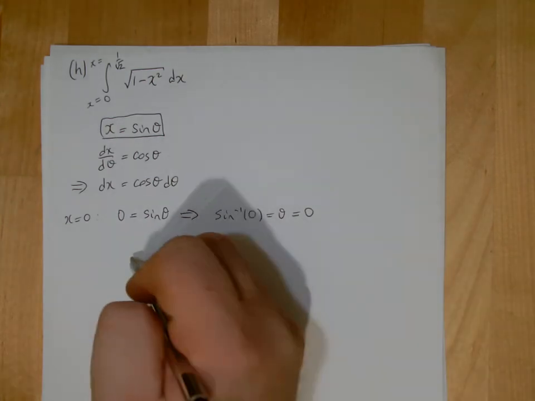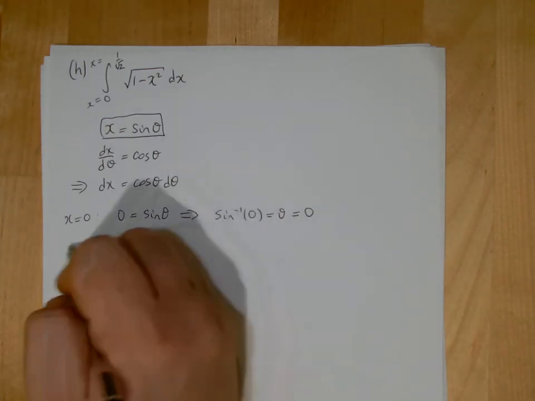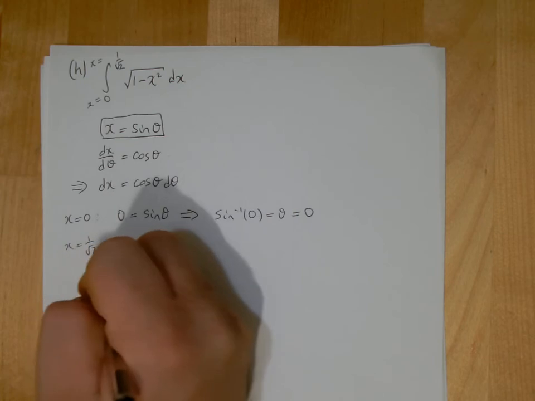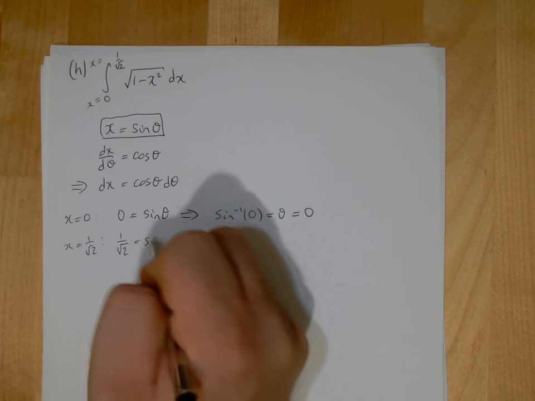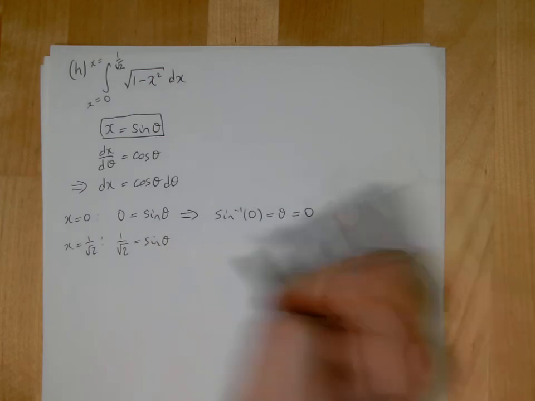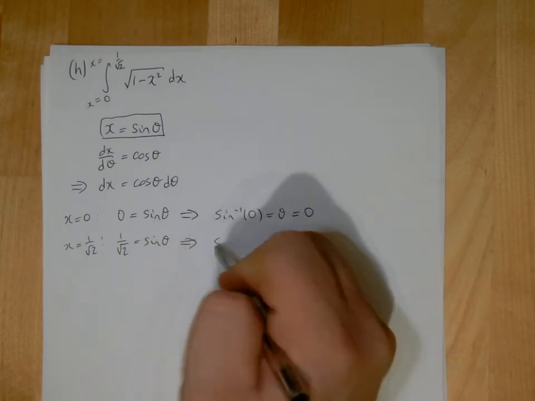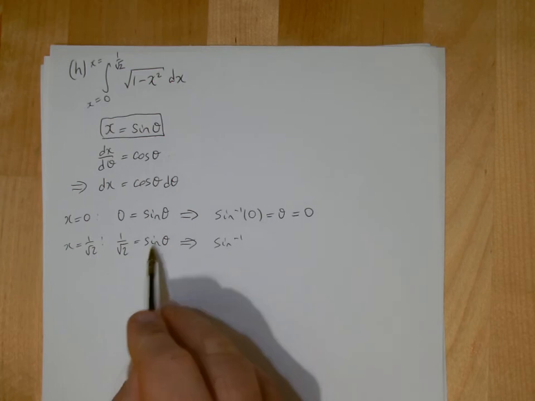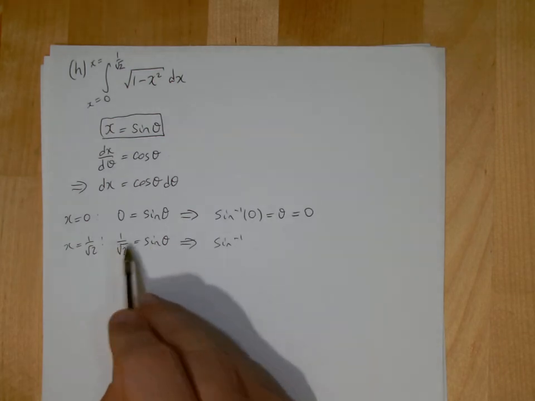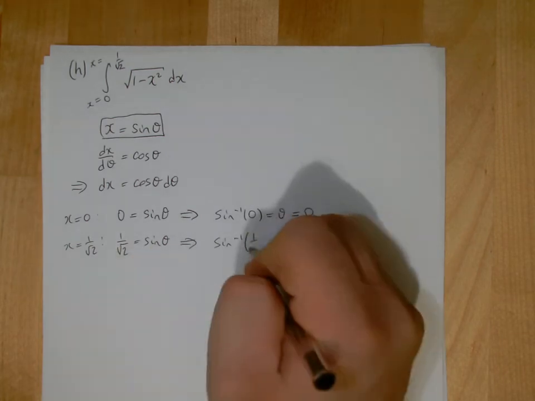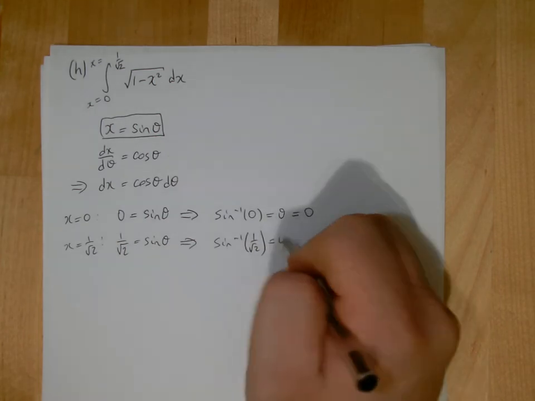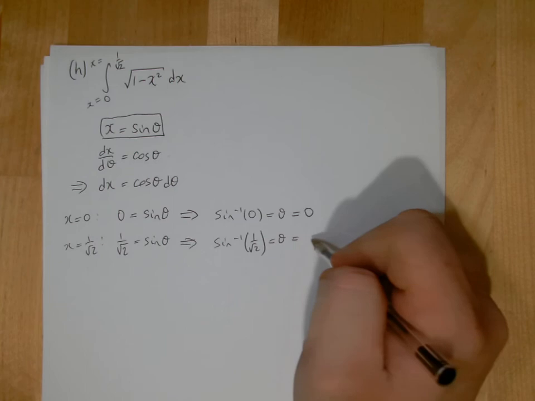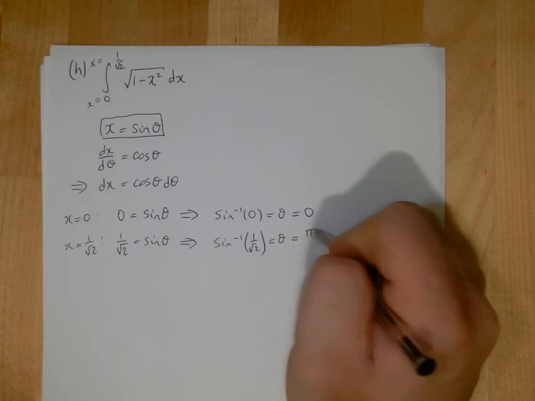Do the same then when x is 1 over root 2. So 1 over root 2 is equal to sine theta. That implies that theta equals sine to the minus 1 of that. We take the sine over, you're left with theta. Do that on your calculator, and it'll come out to be pi over 4.